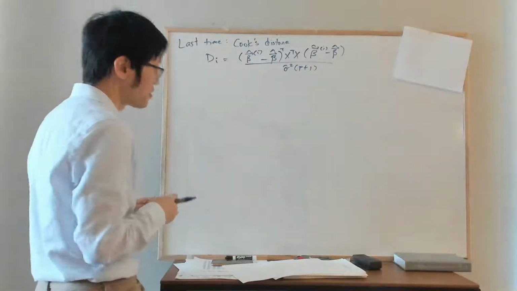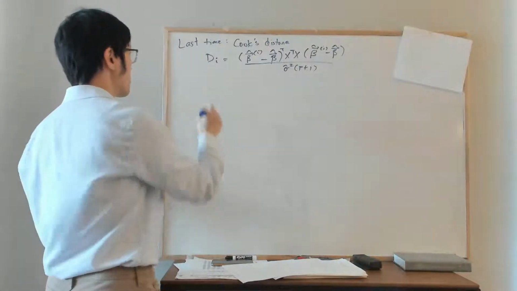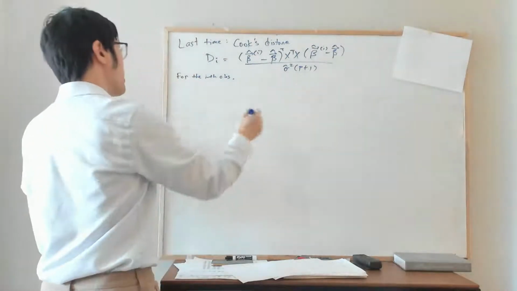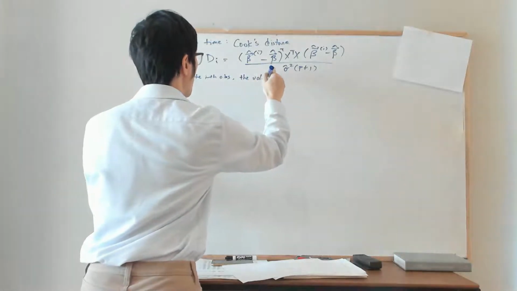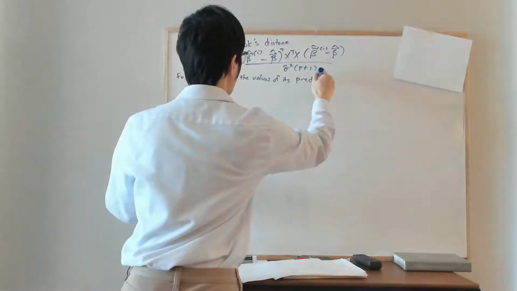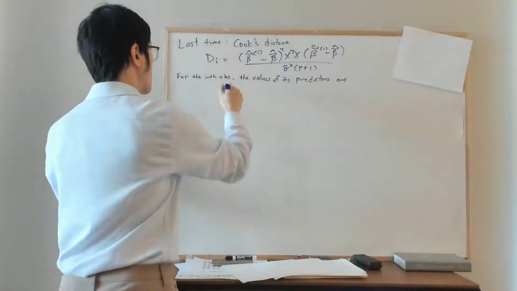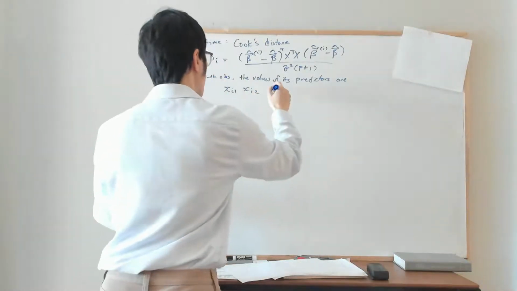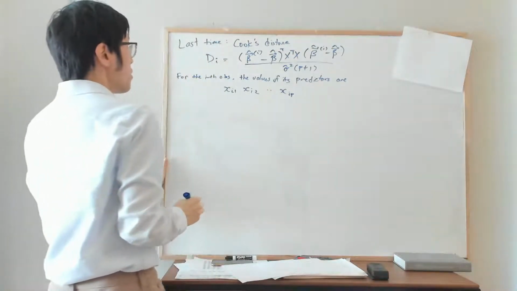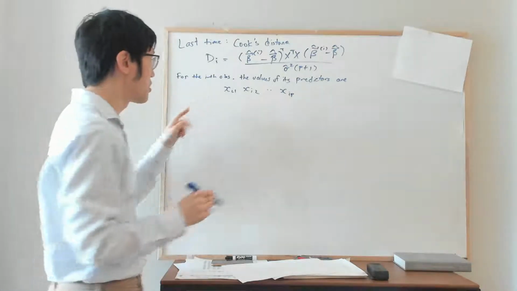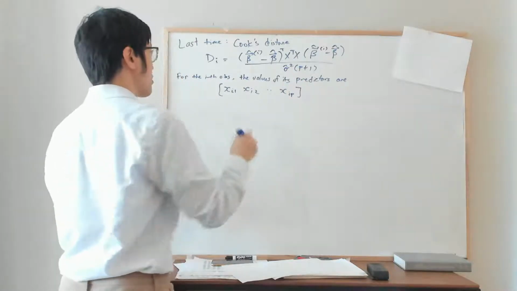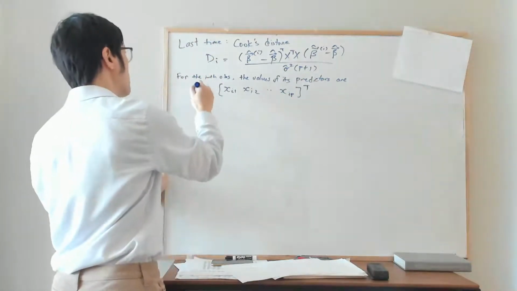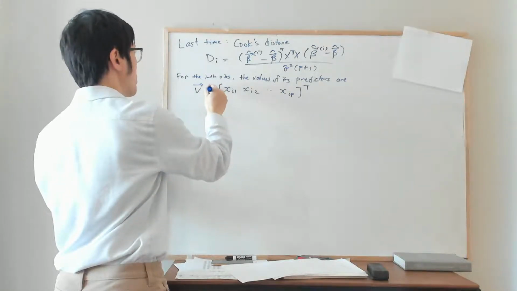First, let's define a bit of notation. For the ith observation, it's going to have the values of its predictors. I'm going to write it in vector form: x_i1, x_i2, up to x_ip. This is in row form, so let's transpose it to get the usual column vector, and let's call that v_i. Let's define that notation.